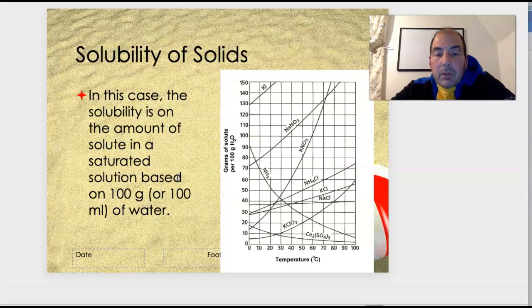Okay, when we talk about solids, first of all, again, we expect the solubility to increase, but also keep in mind when we talk about solubility, I forgot to mention that it's always assumed, with these graphs, that it's in 100 grams or 100 milliliters of water.